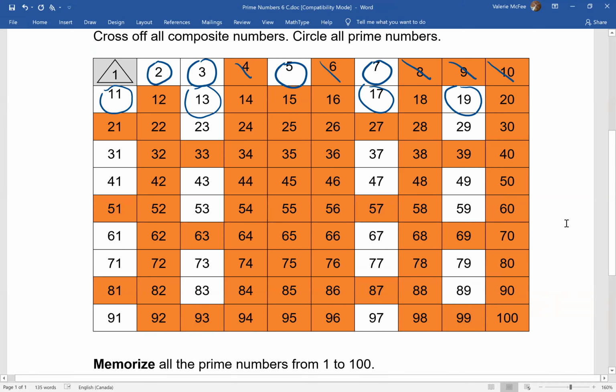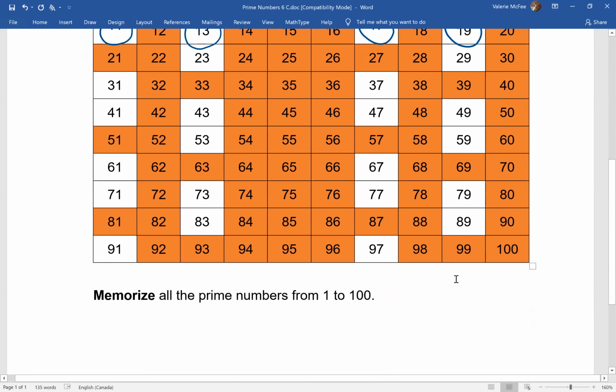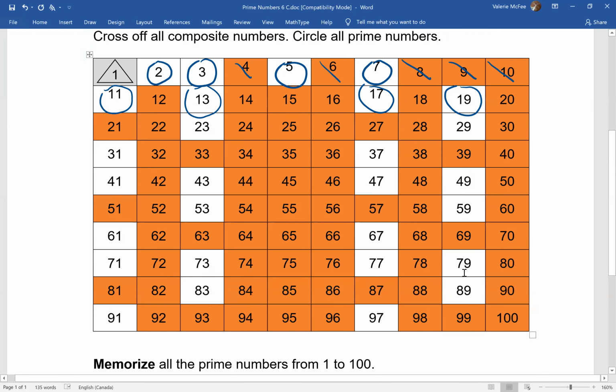So all of these numbers that I've highlighted in orange are composite numbers. They are not prime. What about the numbers that are left? How many are there? More than 25. Remember that there are 25 prime numbers less than 100. Well, we've got rid of the numbers divisible by 2. We've got rid of the numbers divisible by 3. We've got rid of the numbers divisible by 5.